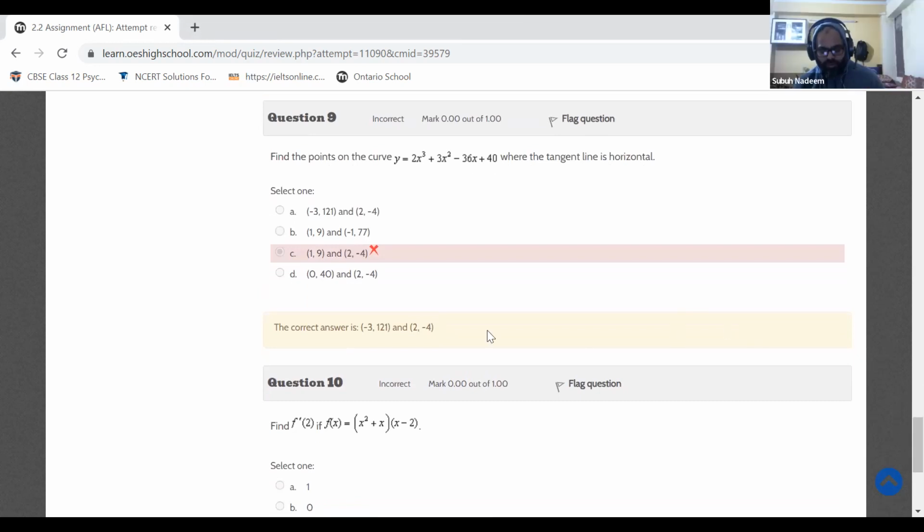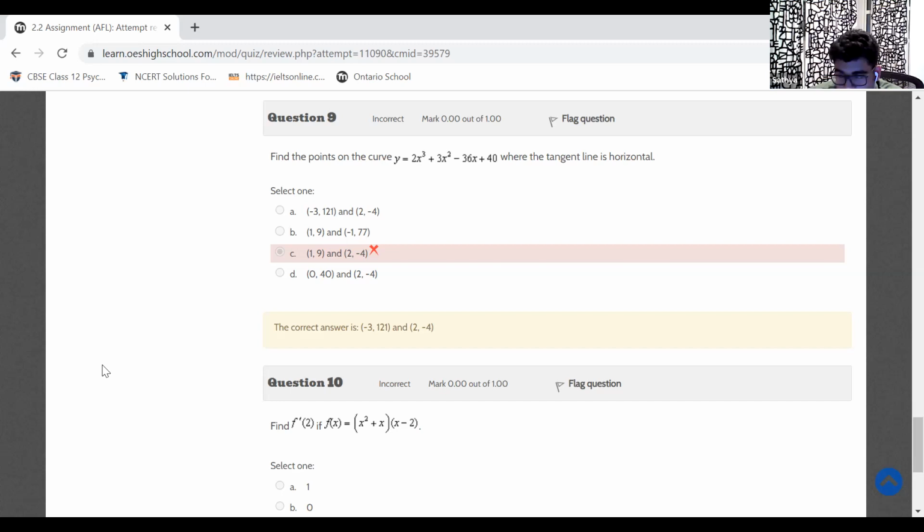Find the points on the curve where the tangent line is horizontal. So this question is similar to the question which we have done a little while ago. The tangent line is horizontal. What does it mean, what is its slope? It's not necessarily on the x-axis. It is parallel to the x-axis. So what is its slope?